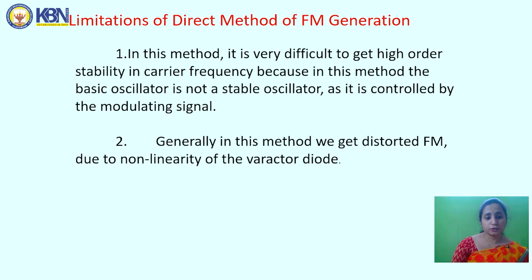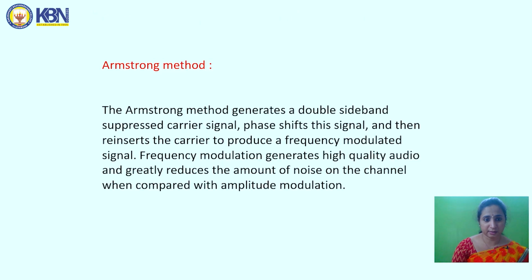Next, the Armstrong method, which comes under the indirect method. We have seen the direct methods, reactance and varactor. In the indirect method we have the Armstrong method. The Armstrong method generates a double sideband suppressed carrier signal, phase shifts this signal, and then adds it back to the carrier to produce a frequency modulated signal.